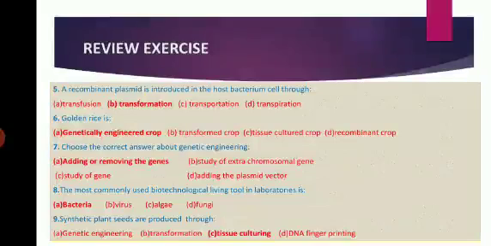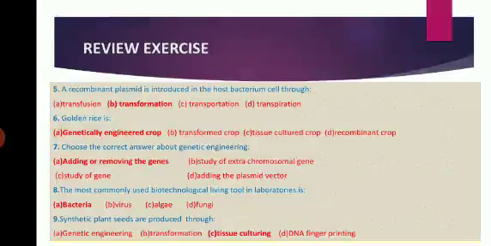MCQ number 6: golden rice is a genetically engineered crop, transformed crop, tissue cultured crop or recombinant crop? The right answer is option number 1, that is genetically engineered crop. Then MCQ number 7: choose the correct option about genetic engineering. Adding or removing the genes, study of extra chromosomal gene, study of gene, or adding the plasmid vector? The right answer is option number 1, adding or removing the genes.